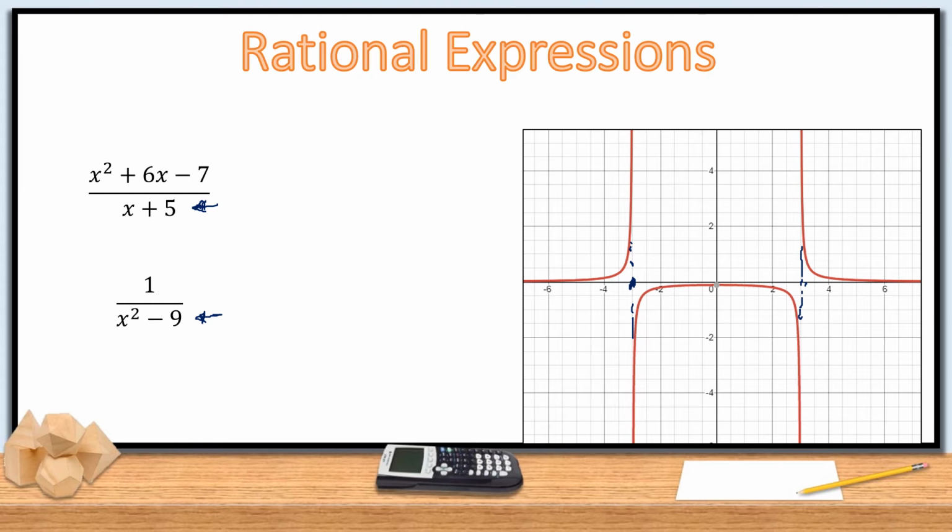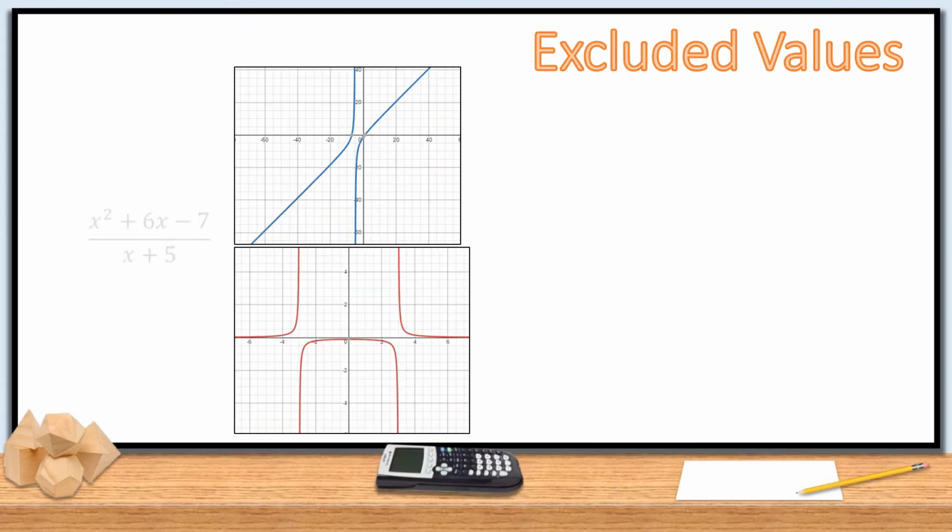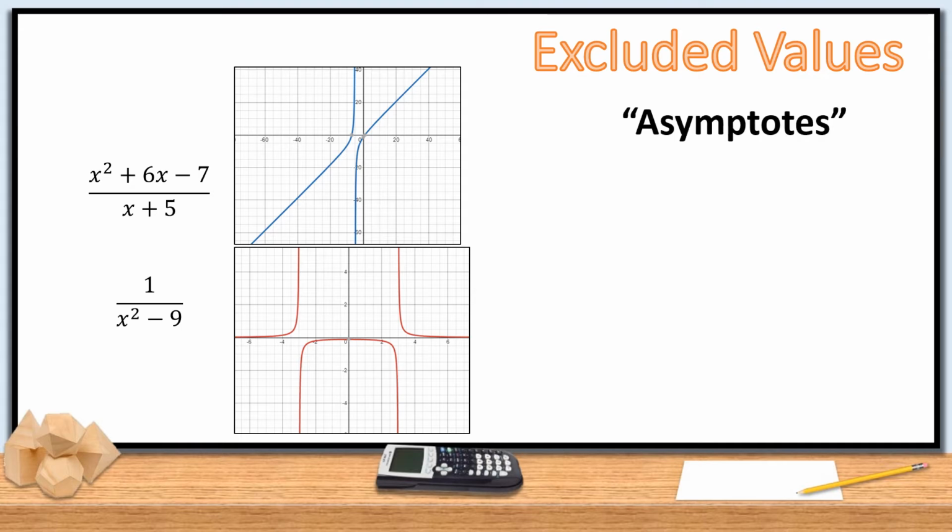So we're going to have to try and figure out where these excluded values are. That's going to be our task. So excluded values for the two, we've got asymptotes, which are those invisible walls that a function approaches but can never touch. And then I want to give you another example as well.